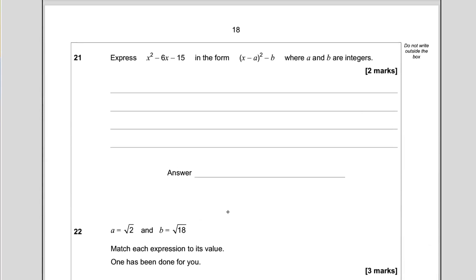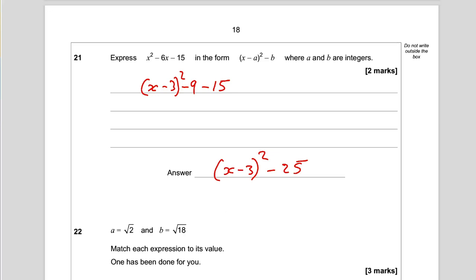Okay, complete the square question. Express x squared minus 6x minus 15 in the form x minus a all squared minus b. I'm just going to go straight for it. So it's going to be x minus half of this coefficient all squared. However, compared to this, we would have to minus 9 from it, and we've still got minus 15. So when we fully do it, we're going to have x minus 3 all squared minus 25. Sorry, 24, not 25.